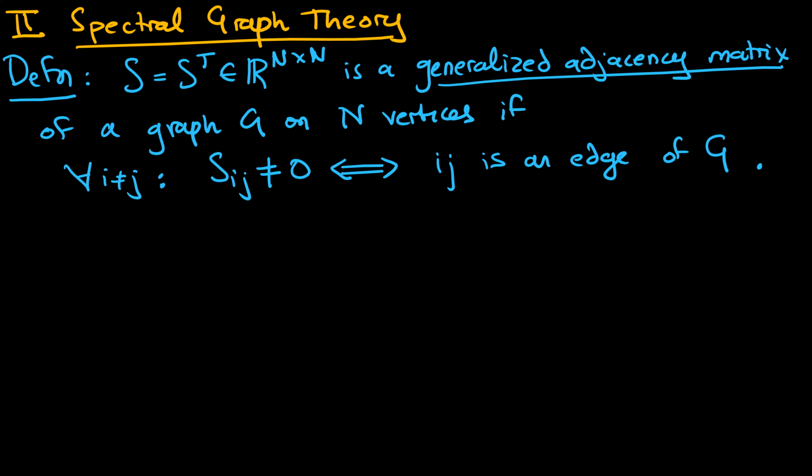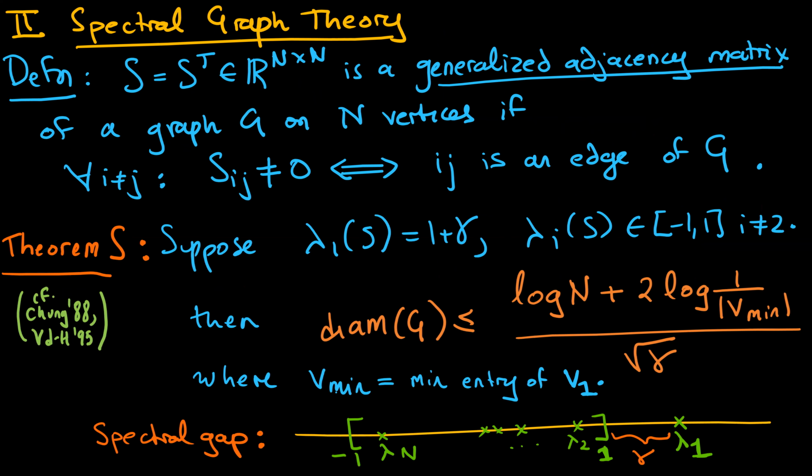Now on to spectral graph theory. This is the first set of ingredients which are key to the results in the paper. First, I'm going to define this generalized adjacency matrix, which is similar to a regular adjacency matrix, except we allow the off-diagonal entries to be anything as opposed to simply 1. Actually, we require that they be positive. So S_ij is only non-zero if ij is an edge of G, and that value is actually going to be positive.